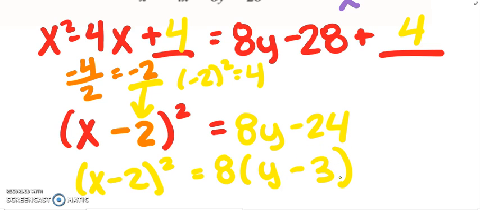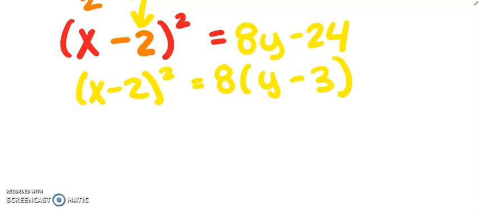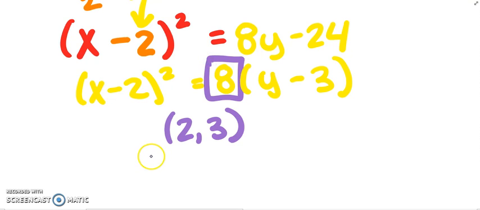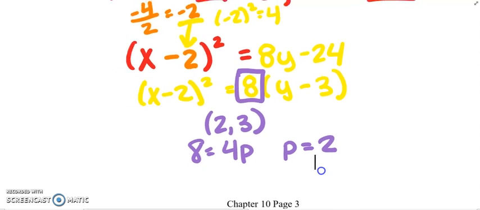Now, you could divide by 8, right? But you'd have to divide the other side, but that would have it in the form we looked at the other day, which is totally fine. From here, we need two things in order to graph. What is the center? Sorry, parabola. What is the vertex? What is that 8? So what is P? Okay, so P is 2, vertex is 2, 3.